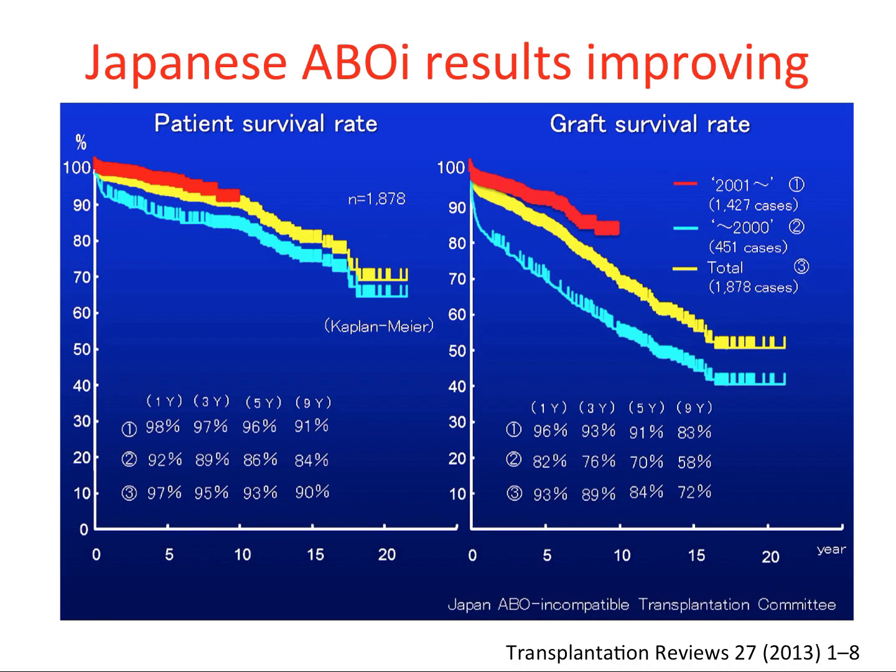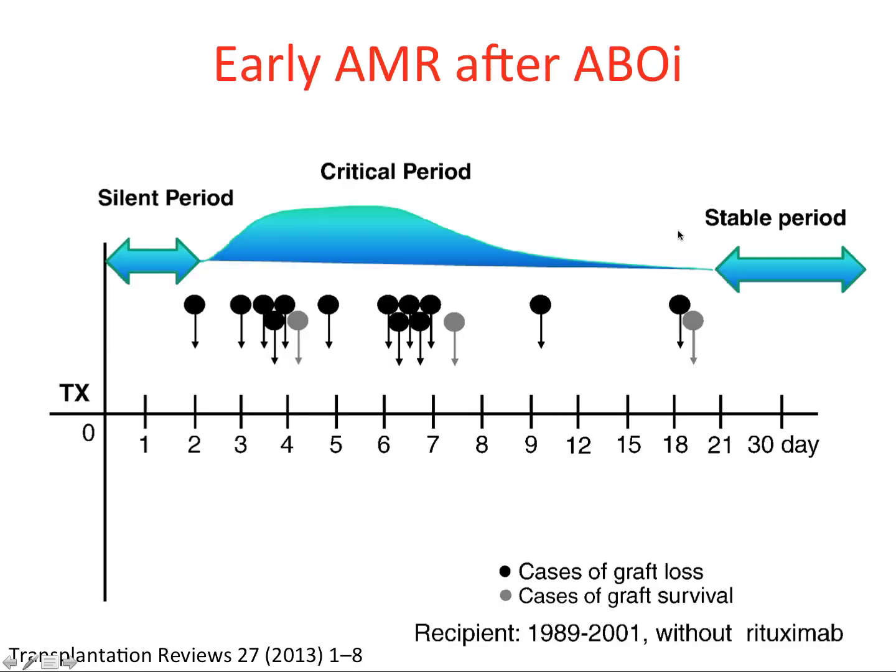This is another important point. The Japanese have been doing ABO-incompatible transplants in decent numbers for longer than Europe or the US. And it is important to understand that they are getting better at it, so the results are improving. So this is in the oldest era, the light blue, this is in an intermediate era, and this is in the most recent era.